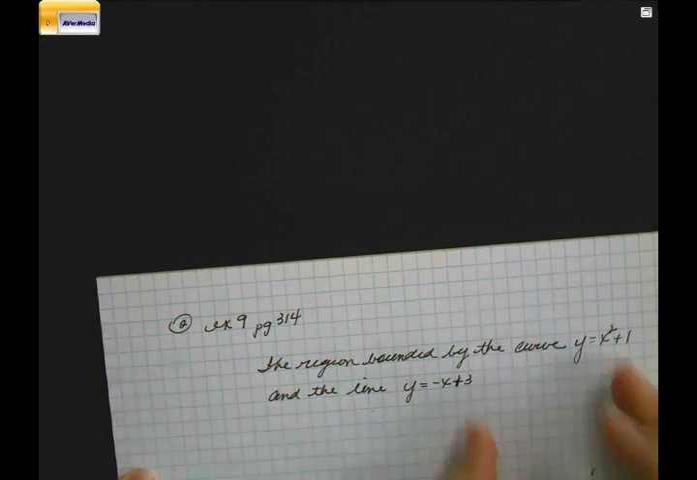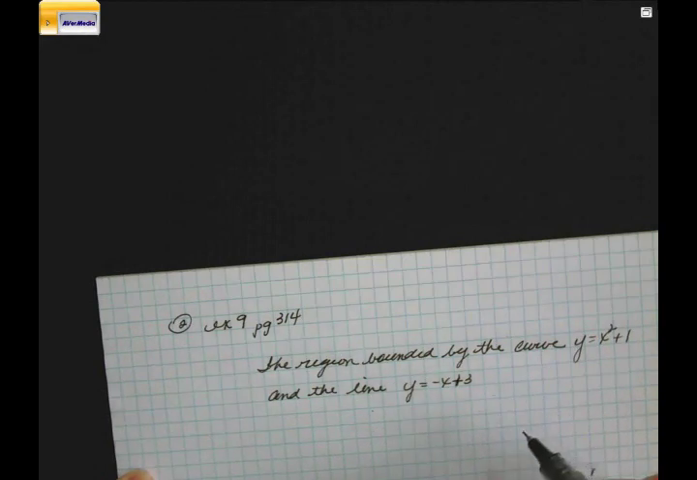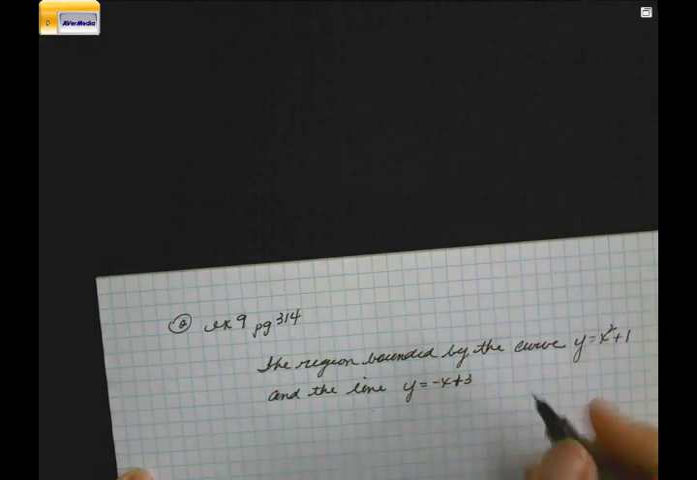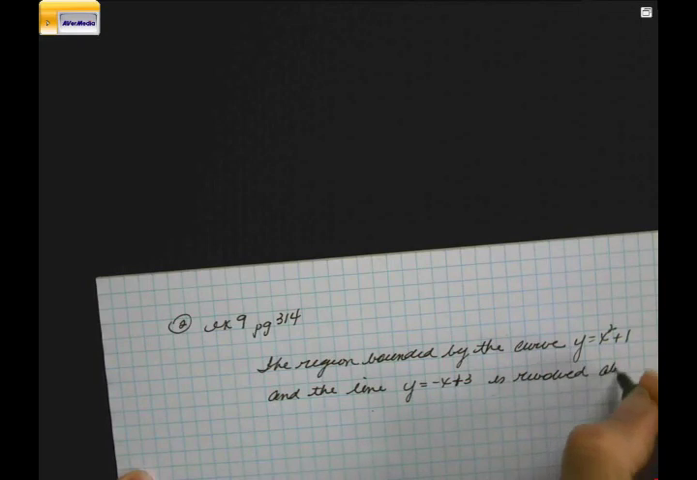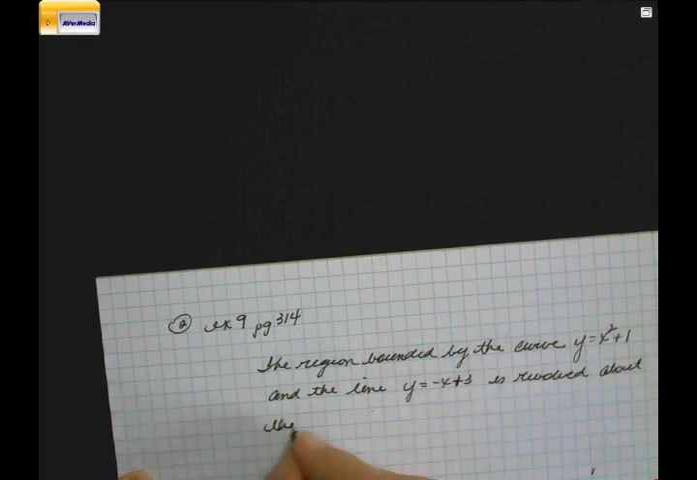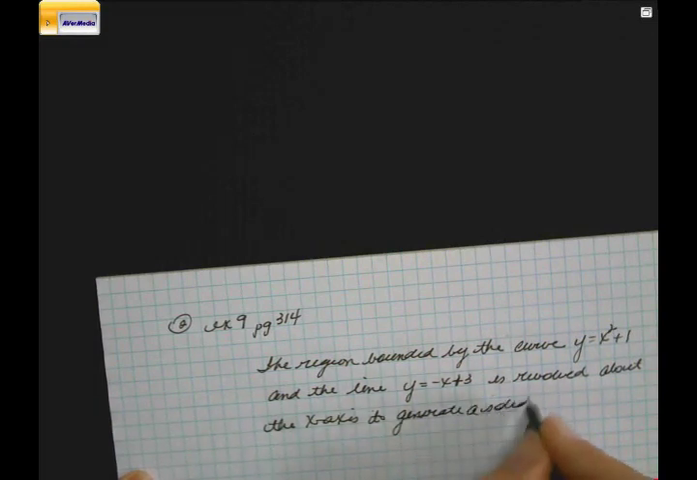You're going to take that region between these two, the region bounded by the curve and the line, and revolve it about the x-axis to generate a solid. A solid with a hole in the middle, which makes it a washer when we take slices of it. Find the volume of the solid.